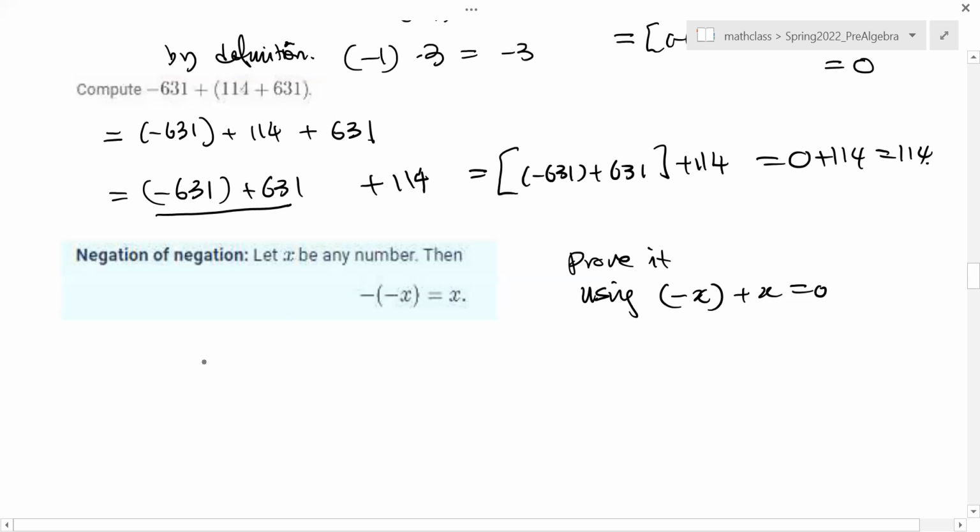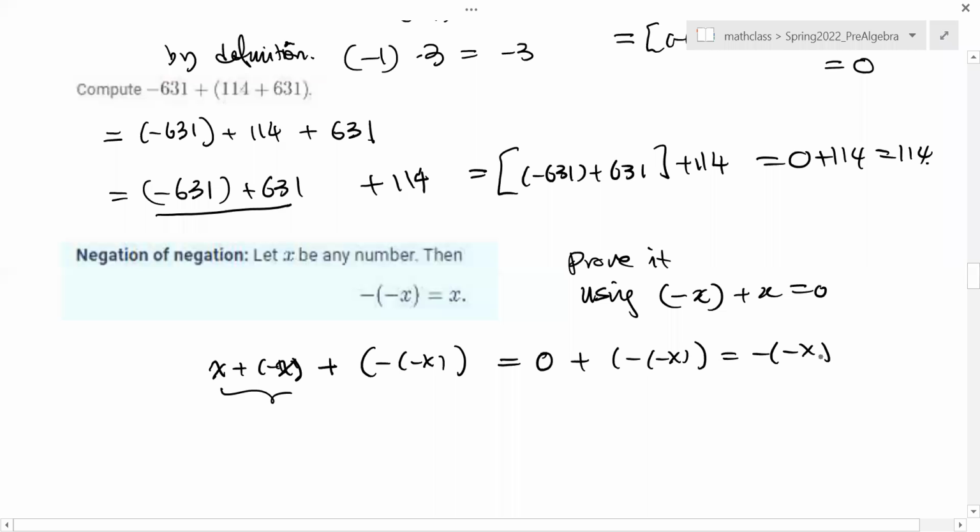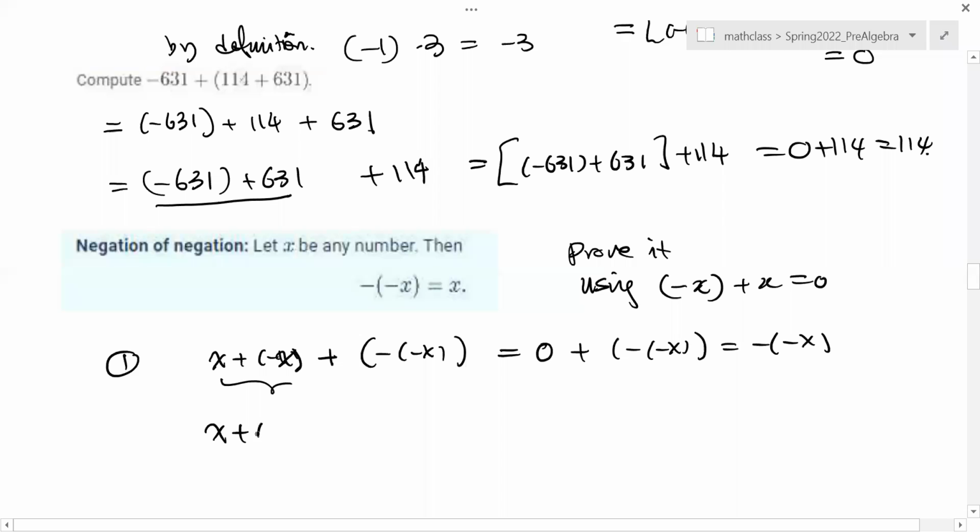We can do the following. Step 1: we consider x plus negative x, plus negative negative x. That is going to be 0, because these 2 added together give 0. That's the first part. And the second part: you consider these 2, negative x and negative negative x. They are opposite, so according to the definition of the negative of a number, this equals x plus 0. So it's going to be x.